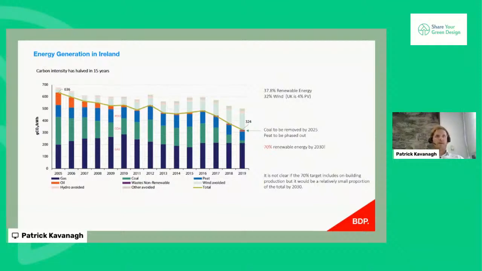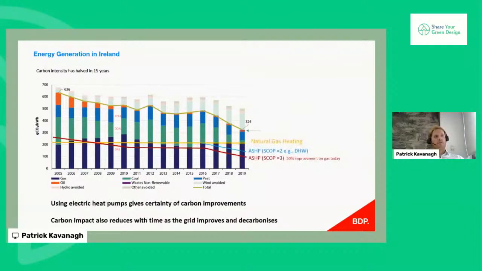In Ireland, the carbon intensity has halved in the last 15 years, and coal is set to be removed by 2025, with peat being phased out as well. The government has plans to have 70% renewable energy by 2030. But the key point is that, as of right now, due to their efficiencies, using electric air source heat pumps for heating is about a 50% improvement on using a gas boiler today, and domestic hot water is probably on par. But the use of electric heat pumps gives certainty of carbon improvements, because as the national grid decarbonizes over time, so will the carbon impact of the hotel.